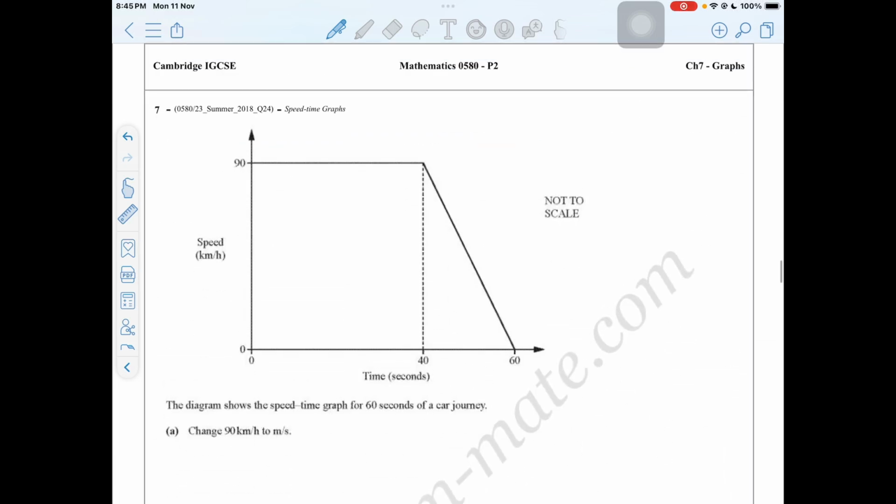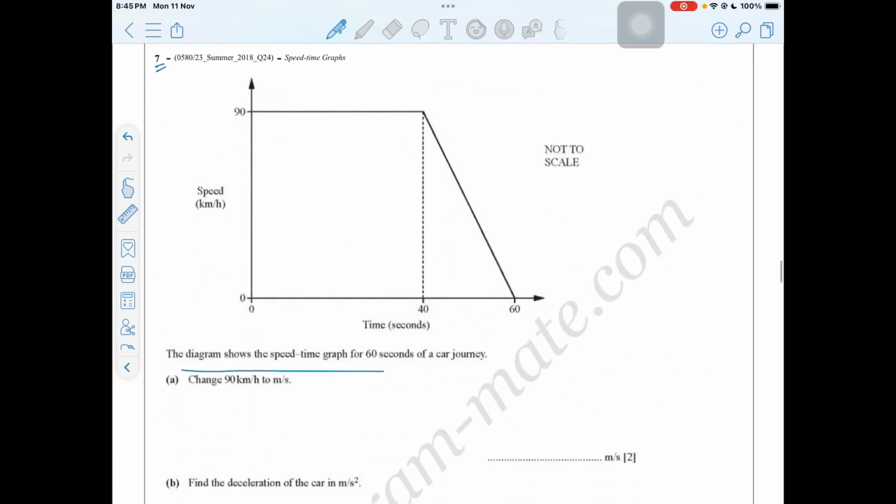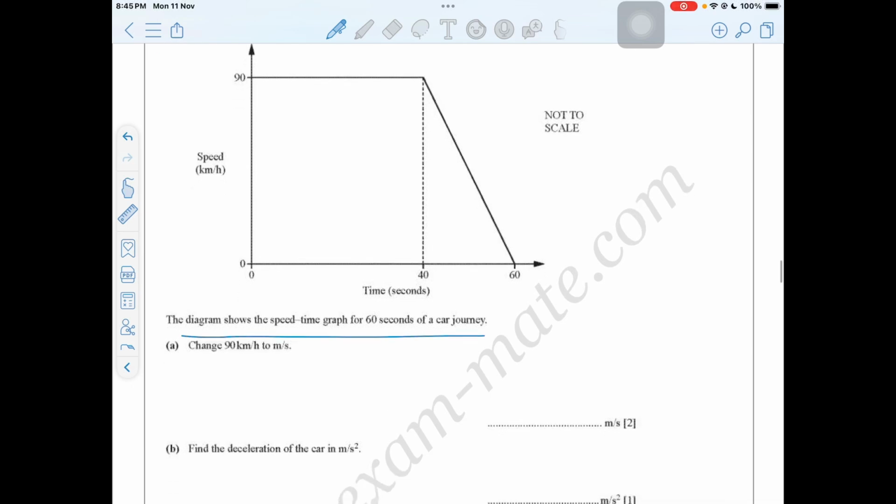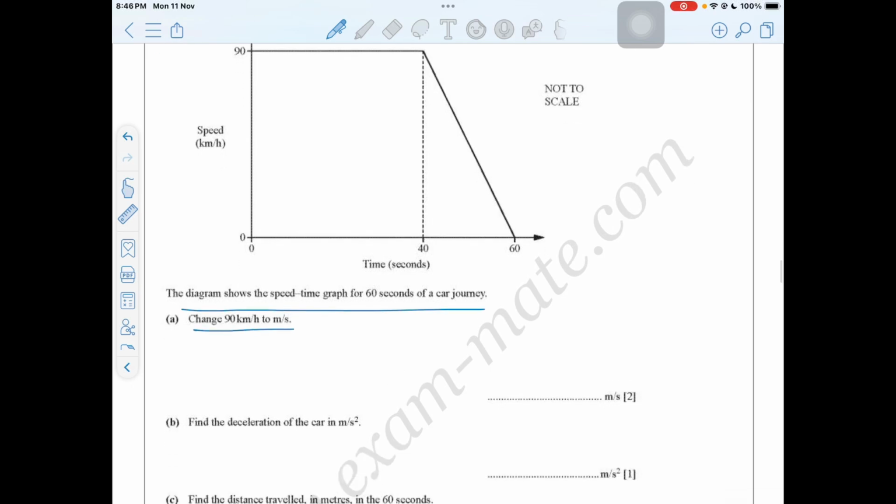Now moving on to question number 7. We have the diagram shows the speed time graph for 60 seconds of a car journey. Change 90 kilometers per hour to meters per second, right? So this 90 is given in kilometers per hour. For it to go from kilometers to meter, 1 kilometer is equals to 1000 meters. A kilo means 1000, right? So we need to multiply it by 1000 first, and then we need to calculate per hour to per second. So we need to divide it by 3600. These two would be cancelled out. This would be 5 and this would be 18, and this would be cancelled out.